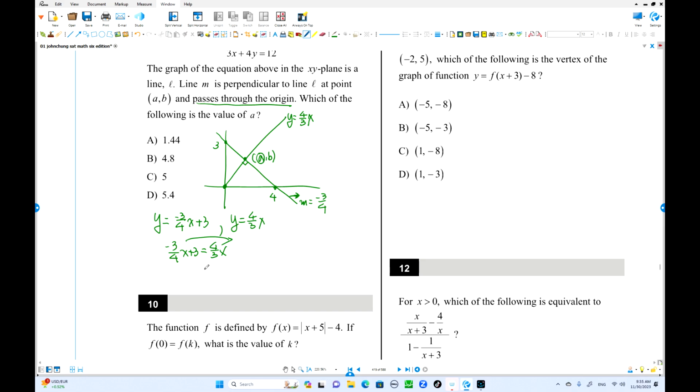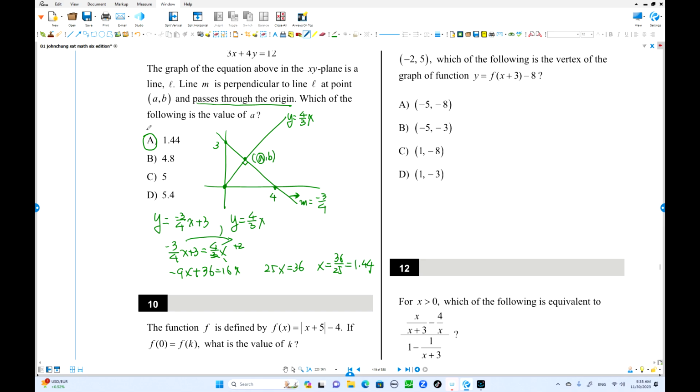So times 12 is okay. Times 12, 4 is out 3, right? Negative 9x plus 36, and times 12 over here, 16x. Okay, so 25x equals 36. So x equals what? 36 over 25. Let me see. This is 1.44, right? That's the answer.